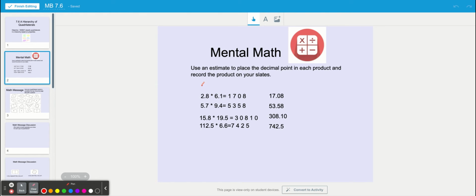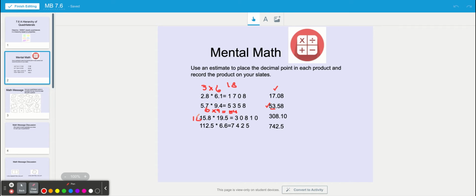So when I look at this, I'm going to see 3 times 6, and I know that that's 18. And so this does check out. We're going to see 5.7 can be rounded to 6. So 6 times 9 would be 54. And again, 53.58 checks out because we're at 53. And if we had it anywhere else, it would be too far away with place value.